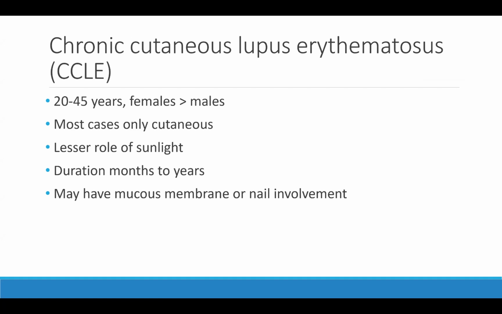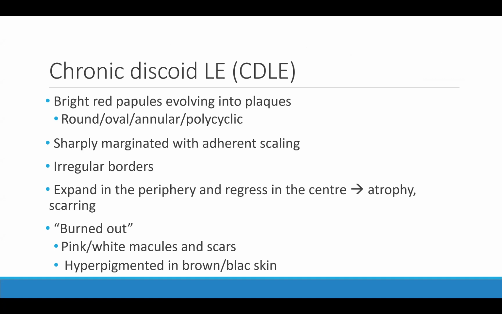Most cases only have cutaneous LE, and there is a lesser role of sunlight. Duration ranges from months to years, and patients may have mucous membrane or nail involvement. Chronic discoid LE usually presents as bright red papules evolving into plaques. These can be round, oval, annular, or polycyclic. Lesions are usually sharply marginated with adherent scaling and irregular borders. It often expands in the periphery and regresses in the center to have atrophy and scarring.